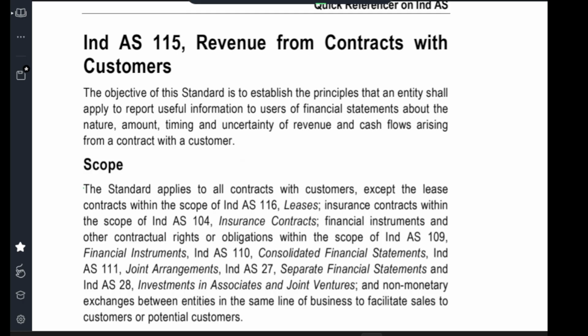So these contracts are there. Then for that contract, what is the revenue you need to include? We need to say that. That is what this revenue standard is all about.